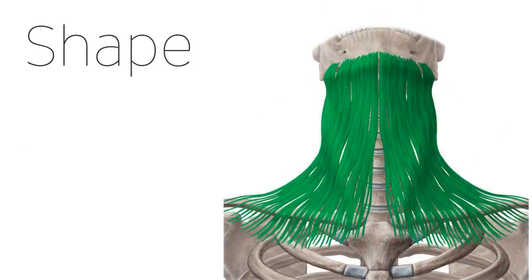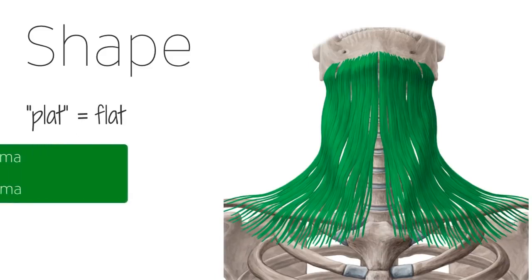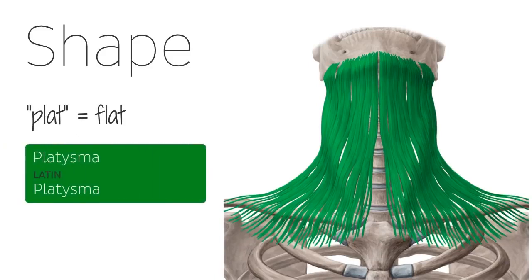The quality of a muscle with regard to its dimension can also be used to derive the name of a muscle. In this case, we're looking at a muscle whose main attribute is its flatness. The Greek word platys means flat, and so from that we get the word platysma for the platysma muscle that covers the superficial aspect of the muscles of the neck.